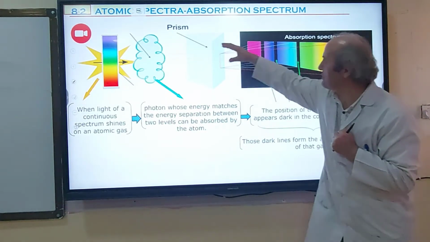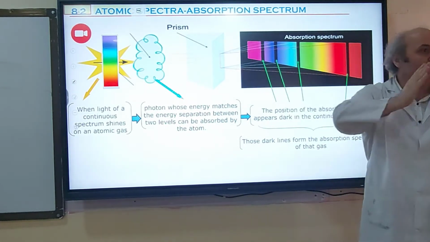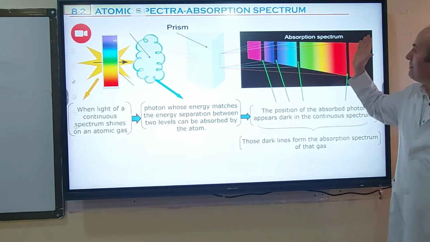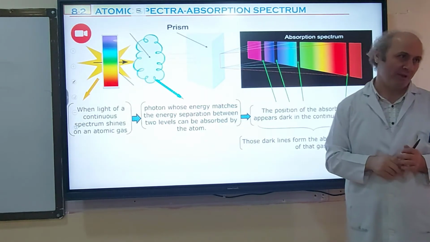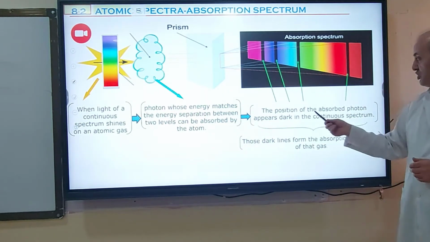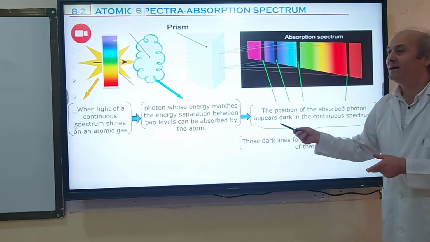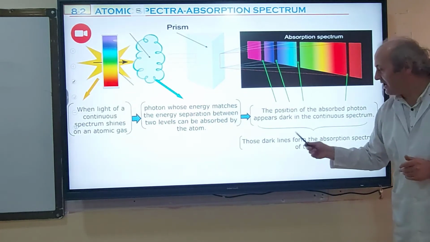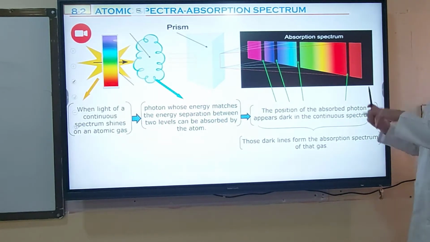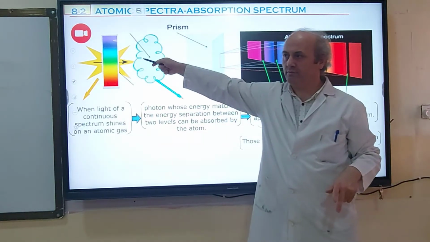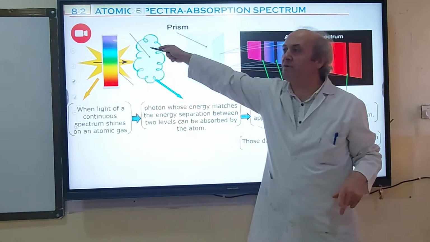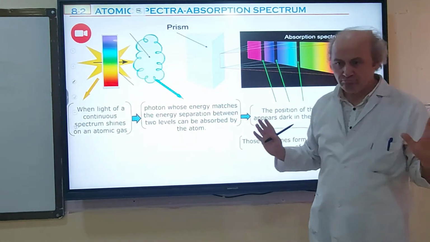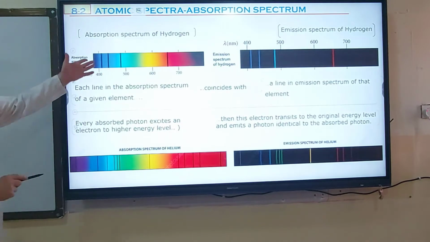When they pass through a prism, on the screen we are going to observe a spectrum of light from violet to red, but some dark lines will be observed as well. These dark lines are the positions of the absorbed photons, appearing dark in this continuous spectrum. These dark lines form the absorption spectrum of that gas, because this gas traps those photons.